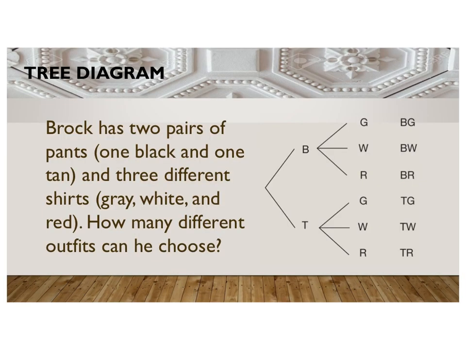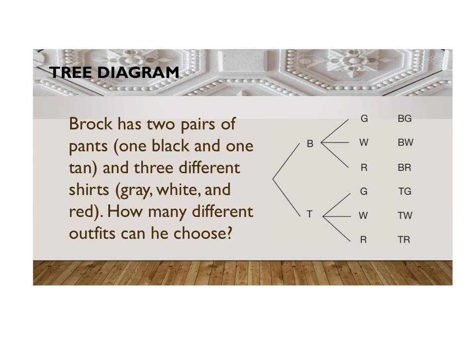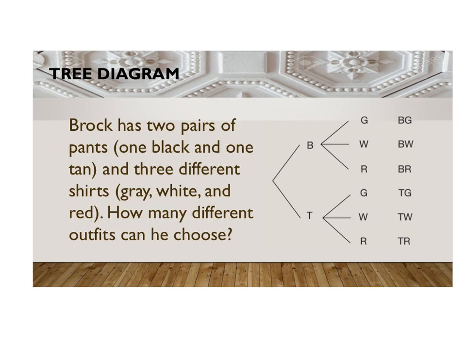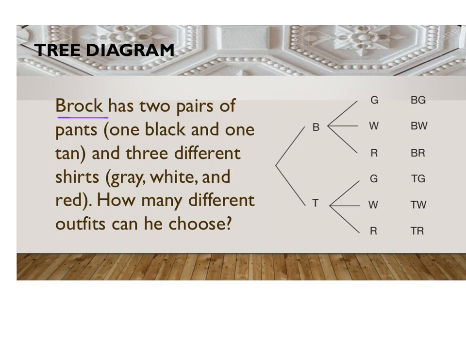All right, a tree diagram. This is another way to figure out the number of possibilities. So, Brock has 2 pairs of pants. He can wear black or tan. Now, given that he has his black pants on, he has 3 different shirts. He has a gray, a white, and a red. But if he had his tan, he'd have a gray, a white, and a red shirt possibility also. How many different outfits can he choose?